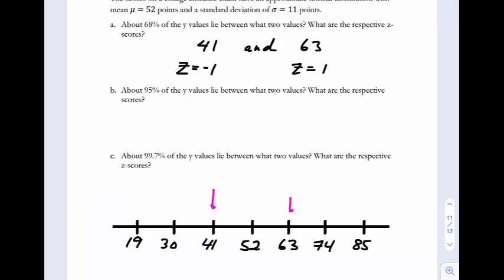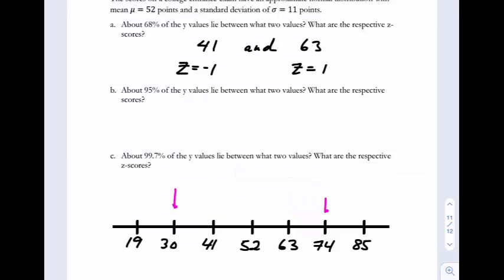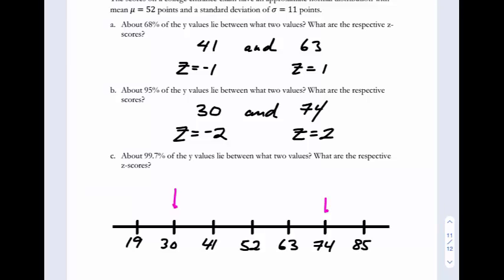For part B, 95% of the data, scooch out here another standard deviation, within two standard deviations, so that would be between 30 and 74. And then for that, we know that z is equal to -2, and that z is equal to +2 for those two.